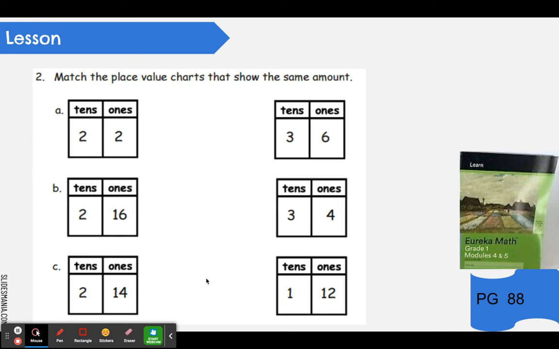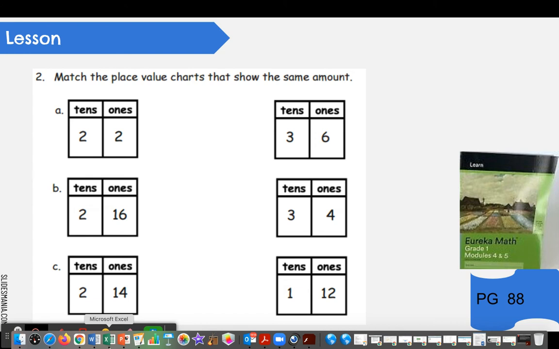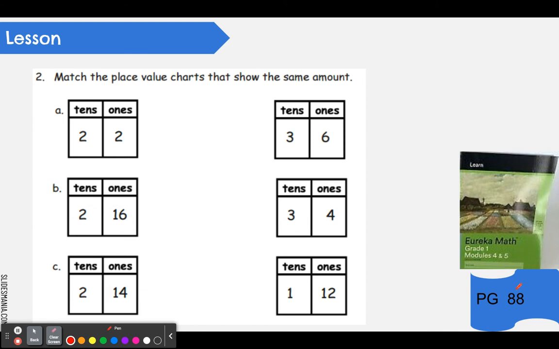Okay, once you're done, you're going to go ahead and turn the page to 142. And it says match the place value charts that show the same amount. So you're going to have to see which ones have the same amount. So it says 2 tens and 2 ones. So if it has 2 tens and 2 ones, you know that this is the number 22.